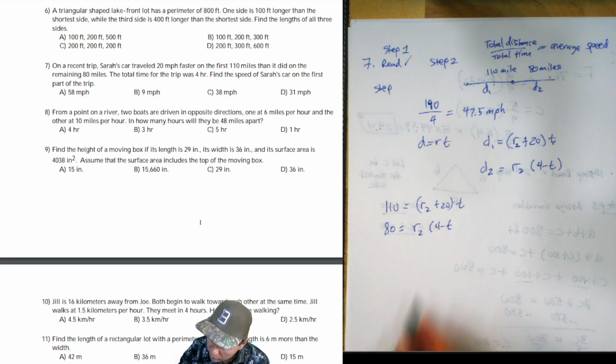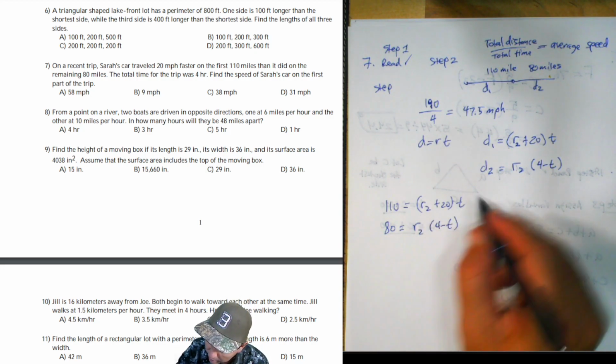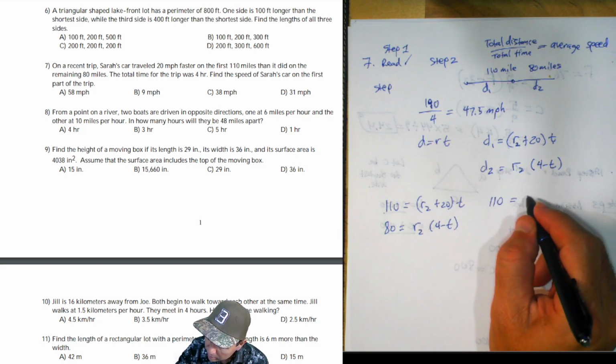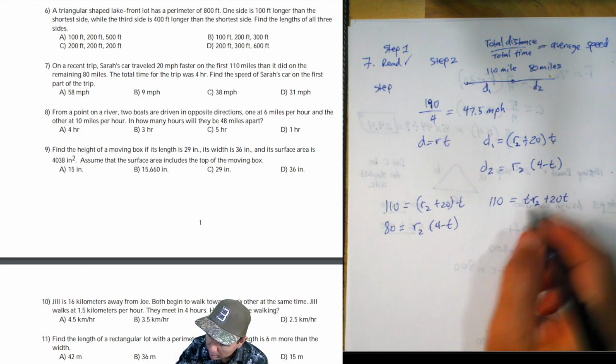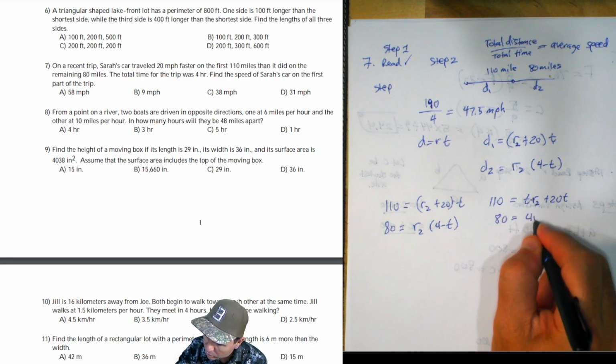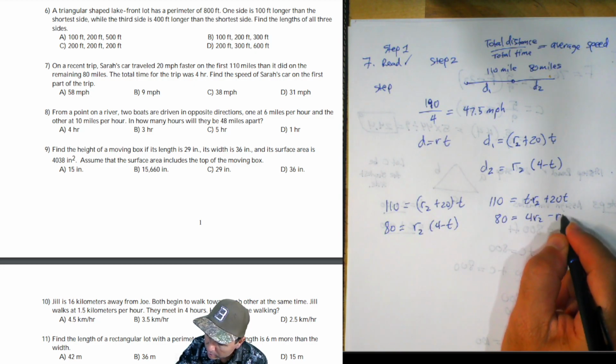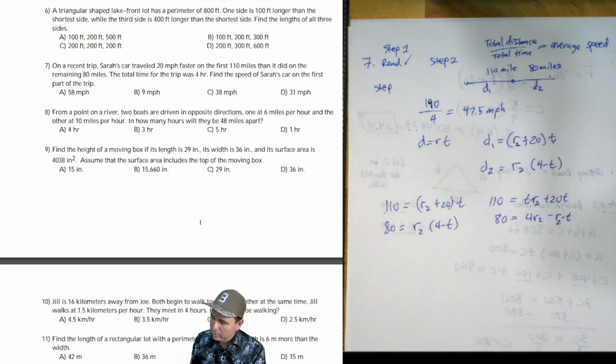So what we're going to do is distribute the r2 and the t here, right? So 110 is equal to t times r2 plus 20t, and 80 is equal to 4r2 minus r2 times t. So what I'm going to do here, it's not so obvious. I want to go ahead and solve this. What else did they give me? The average trip was 4 hours.